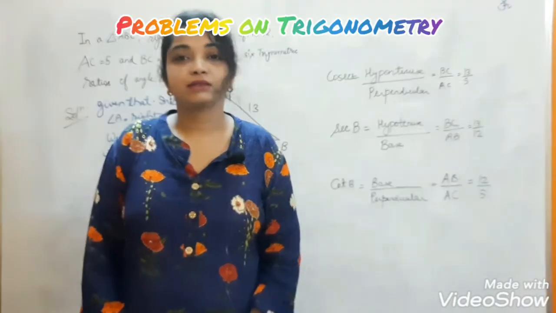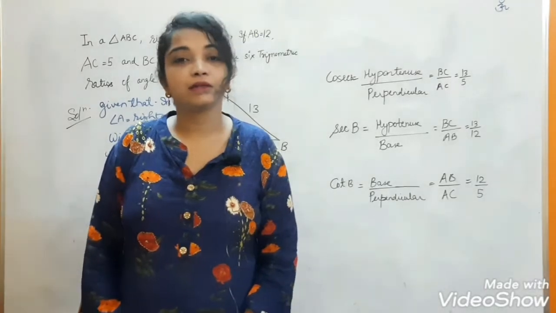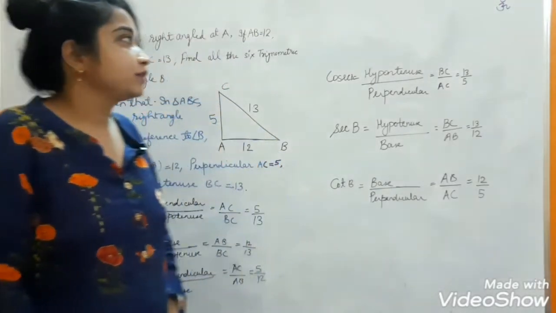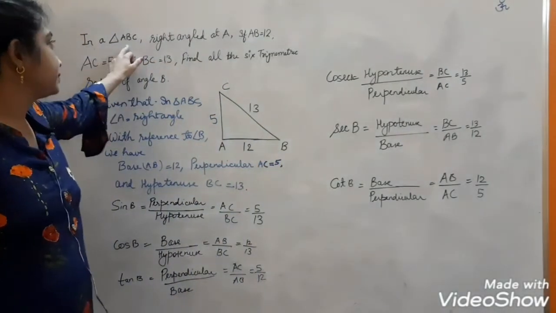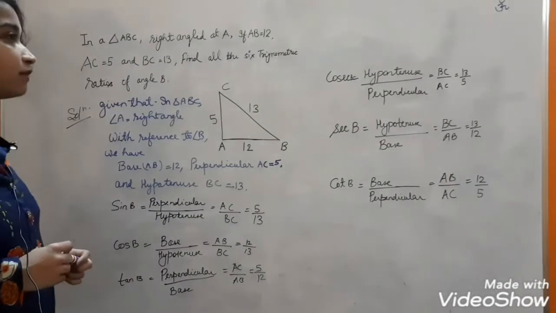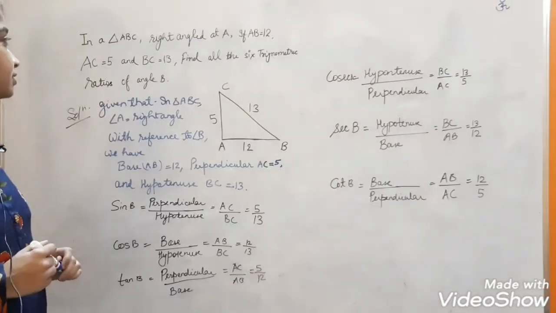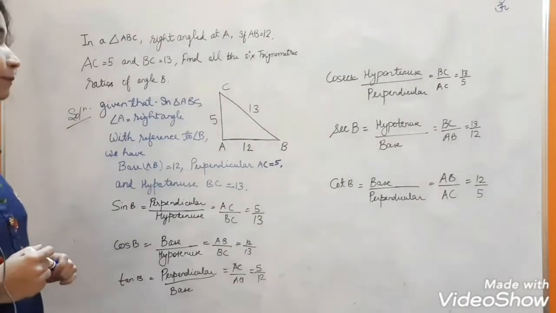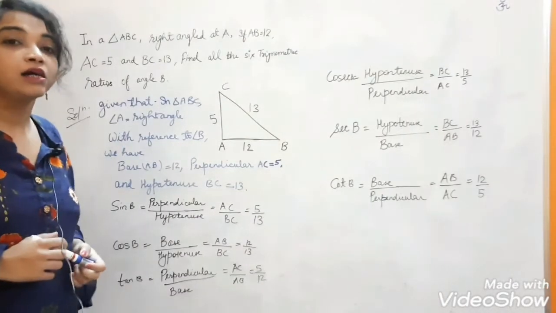हम लोग पढ़ने हमारी क्लास का 10th का चैप्टर नंबर 10 ट्रिग्नोमेट्री। तो फर्स्ट क्वेश्चन है, इन अ ट्राइंगल ABC राइट एंगल्ड एट A, इफ AB इज 12, AC इज 5 एंड BC इज 13, फाइंड ऑल द 6 ट्रिग्नोमेट्रिक रेशियोज ऑफ एंगल B। व्हाट इज गिवन इन द क्वेश्चन?